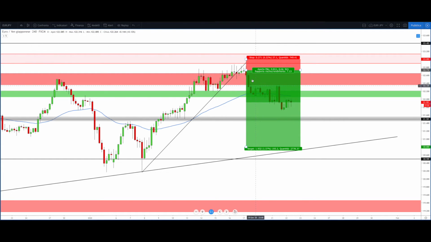So watch for a possible break and retest of this area, where we also had 122.15, a strong resistance area, because a clear reaction here could give you a great second entry point before the next bearish phase.